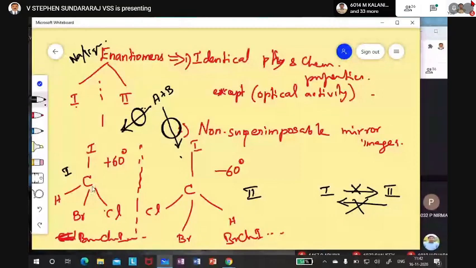After formation, they cannot be interconverted without breaking a bond. So remember that. That is why we are studying. Sir, then what is the problem, sir? Both are the same compound. Yes, both are the same compound.